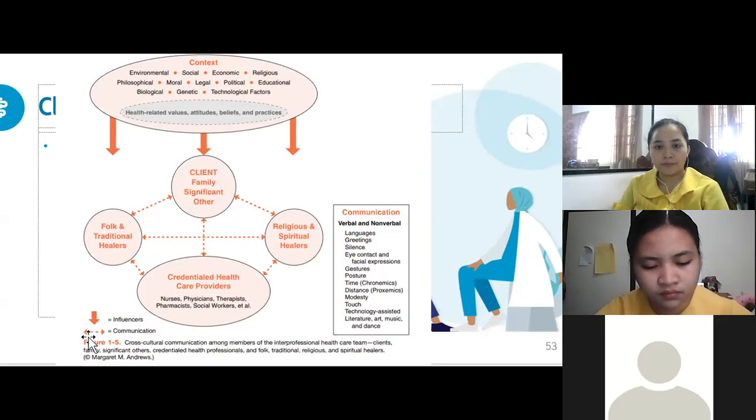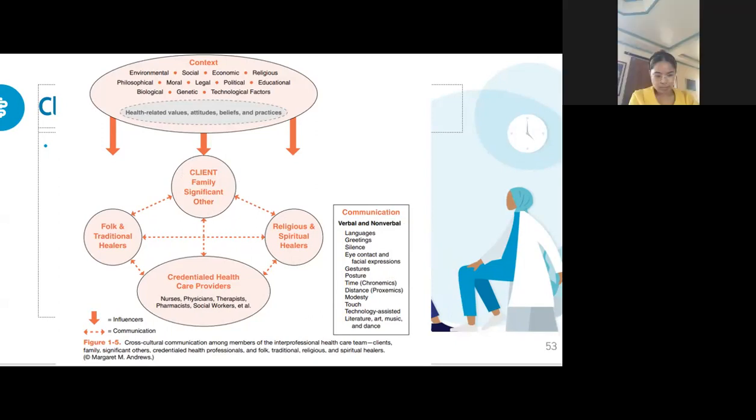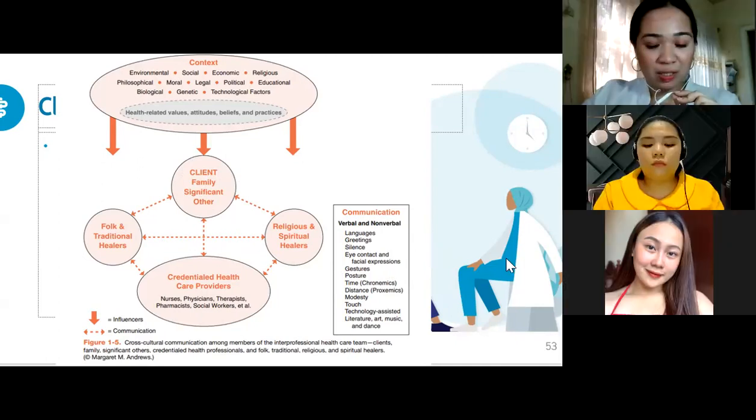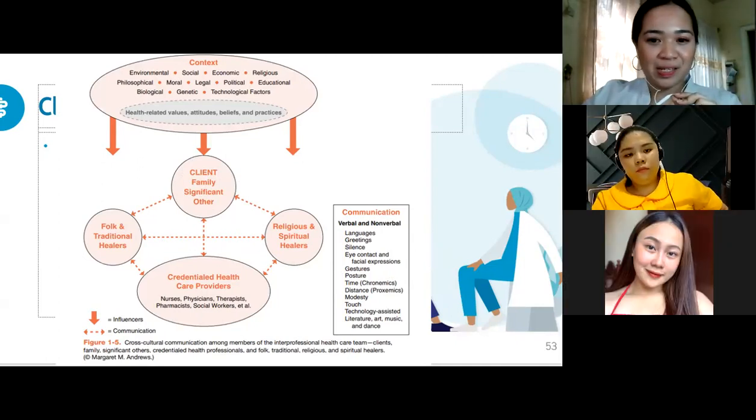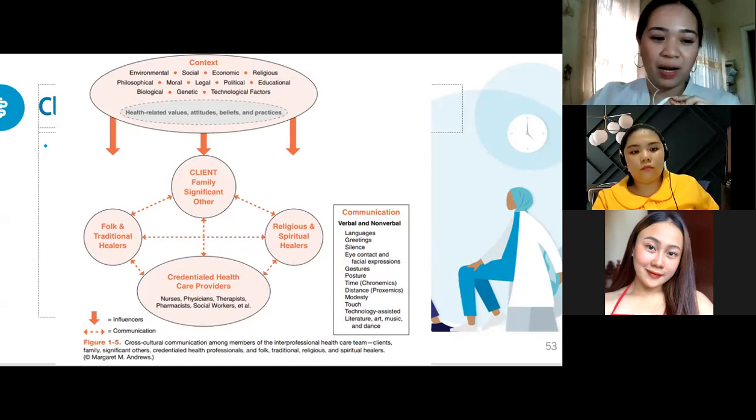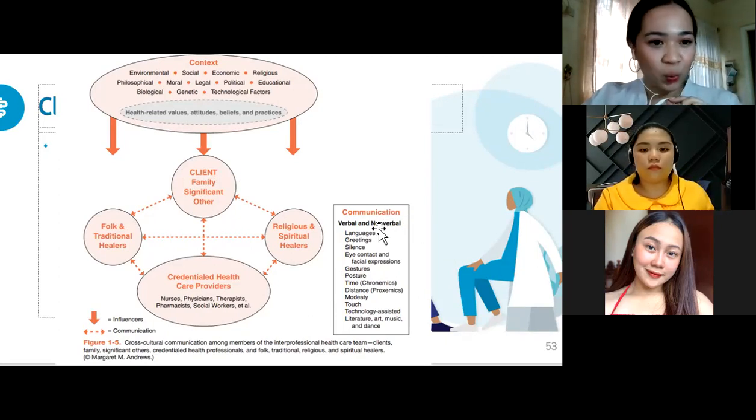And itong nakikita nyo sa screen na to, yung dotted na arrows, ibig sabihin yan, communication. So ano ibig sabihin ng communication? As you can see here sa screen natin, merong verbal and non-verbal. Yung verbal, you are using your words, just like what we are doing right now, I am using words to communicate to you. But I am also sometimes using non-verbal. Pag sinabing non-verbal, no words. Ano yon? Pwedeng silence, no?